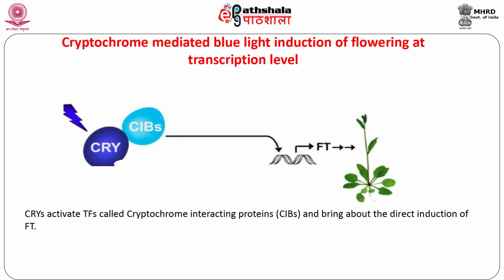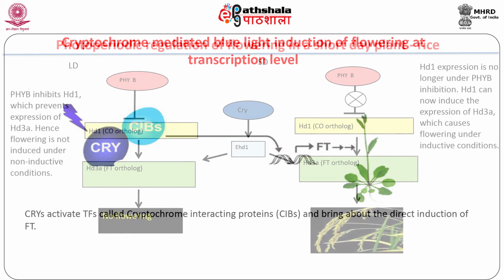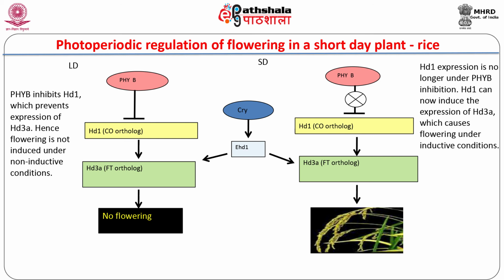Besides acting at protein level, cryptochromes also activate transcription factors called cryptochrome interacting basic helix-loop-helix proteins or CIBs, which bring about the direct induction of FT. The process of flowering time regulation in a short day plant differs from the process taking place in the long day plant like Arabidopsis. Let us now see how flowering is regulated in the short day plant rice, which flowers when day length is short and the length of the dark period is long, about 14 to 16 hours.